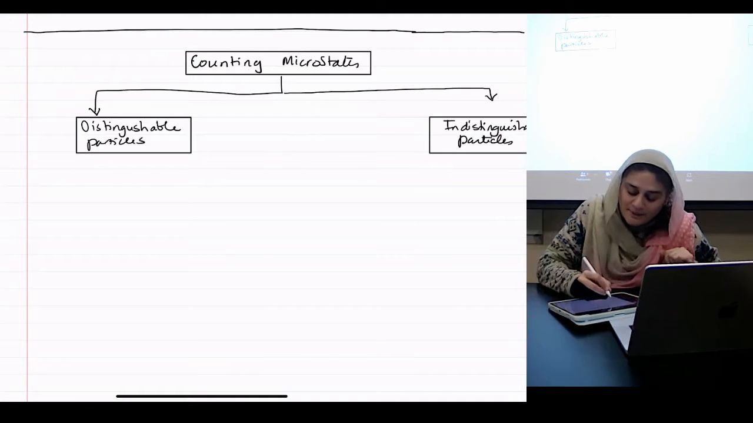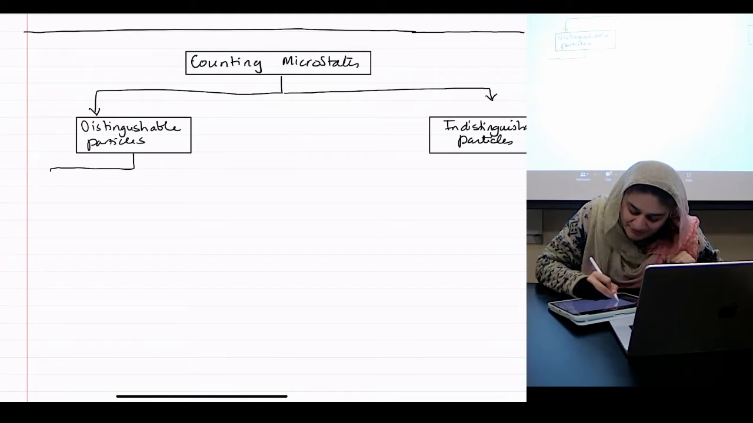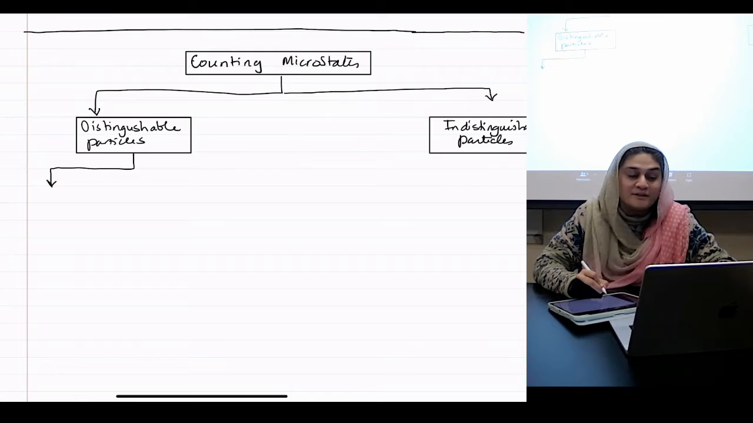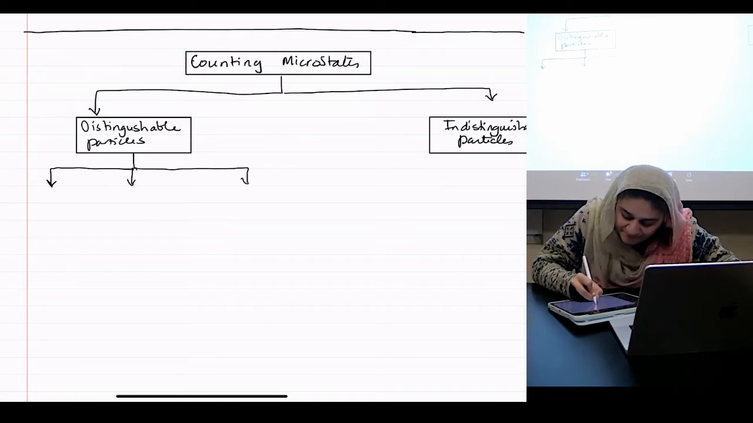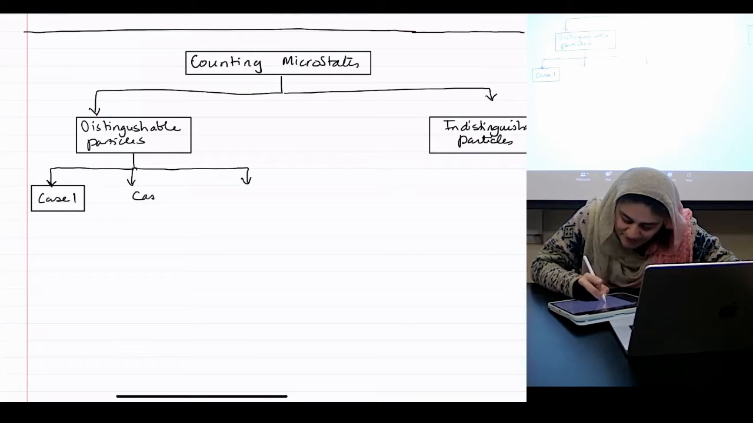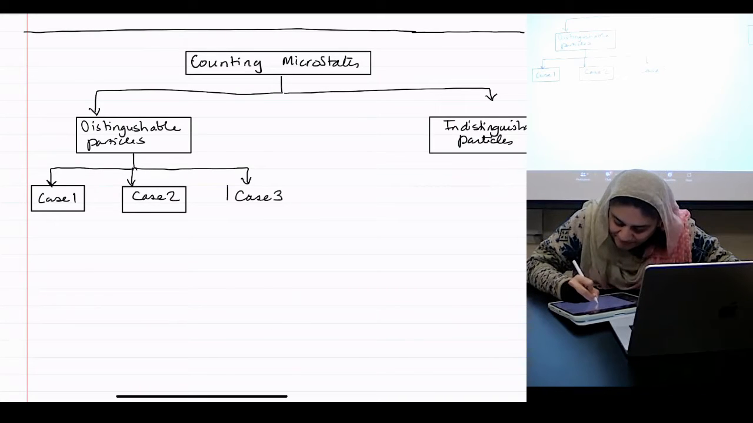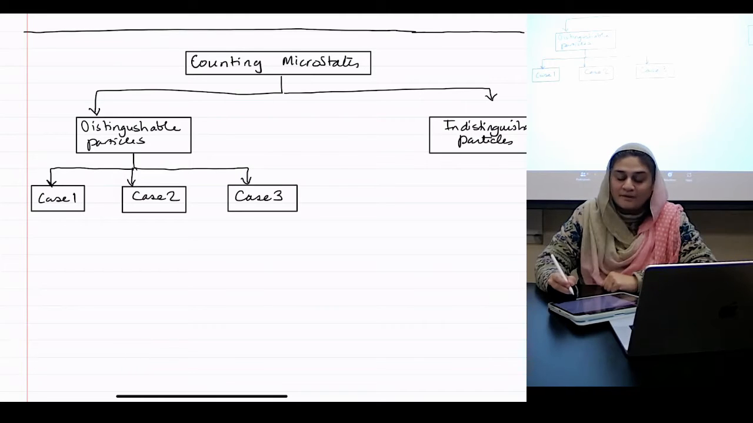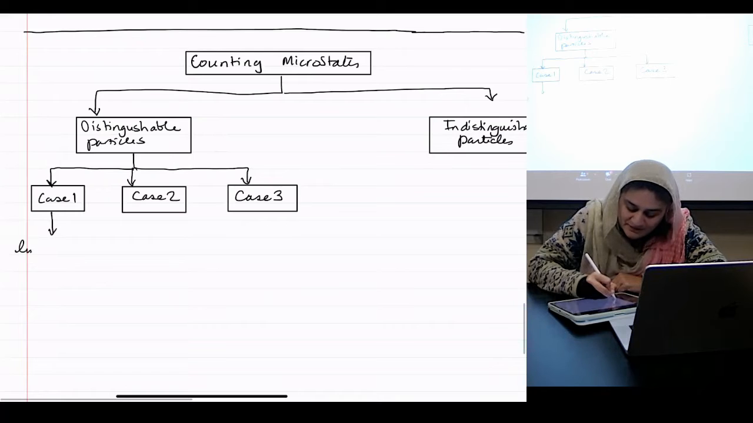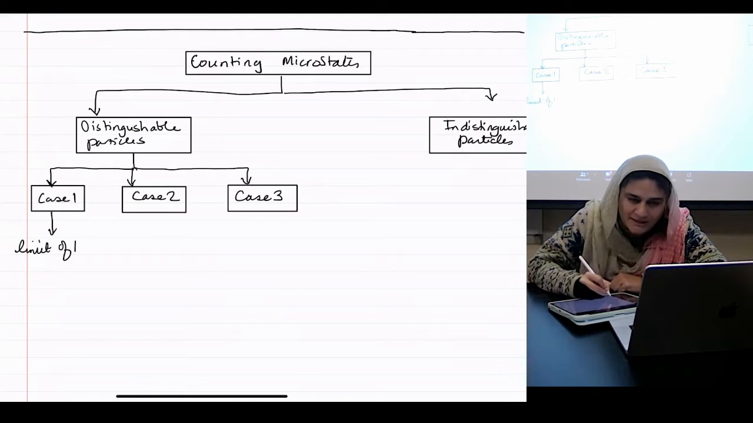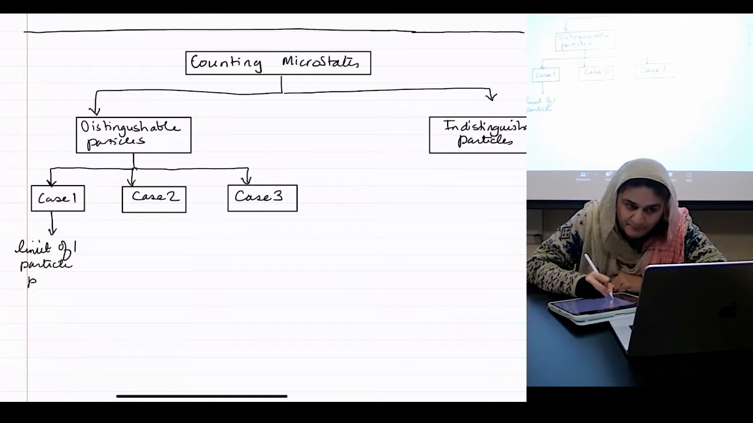And when we talk about distinguishable particles, these are further divided into three categories. Case 1, case 2, and case 3. Case 1 is when we have a limit of one particle per container.